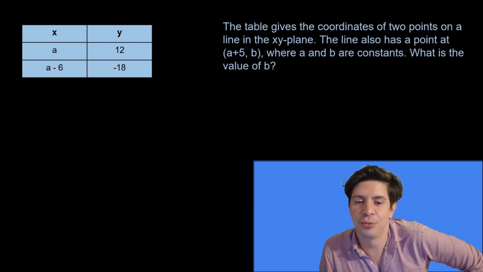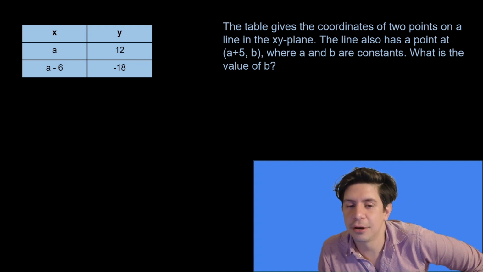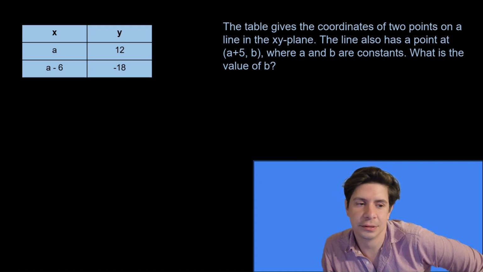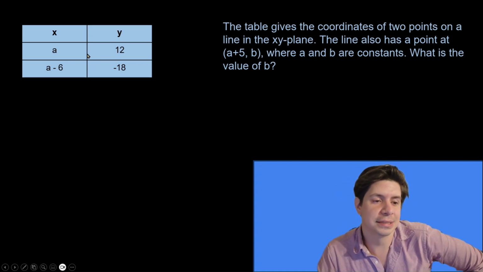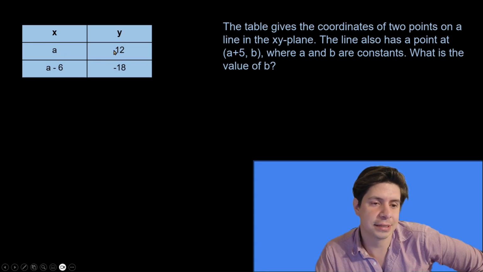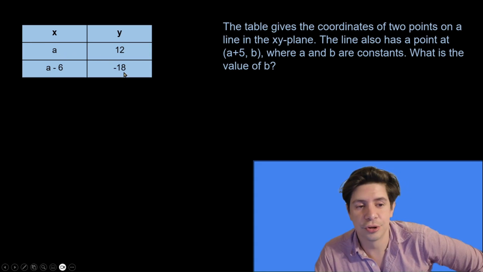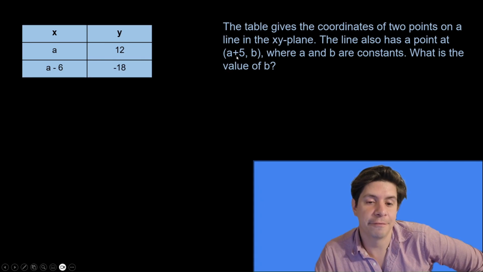The line also has a point at a plus 5, comma b, where a and b are constants. What is the value of b? Okay, so I could look at this and see that it goes down 6 and this goes down 30. So the slope is 5. Then that means we're going up by 5. Then we're going to add on 25 and get b equals 37.